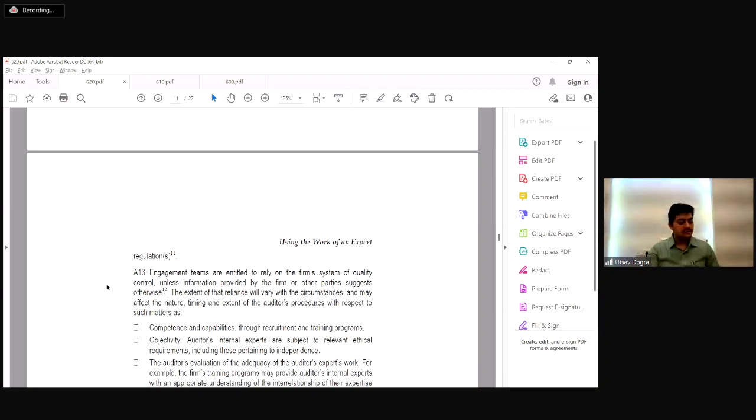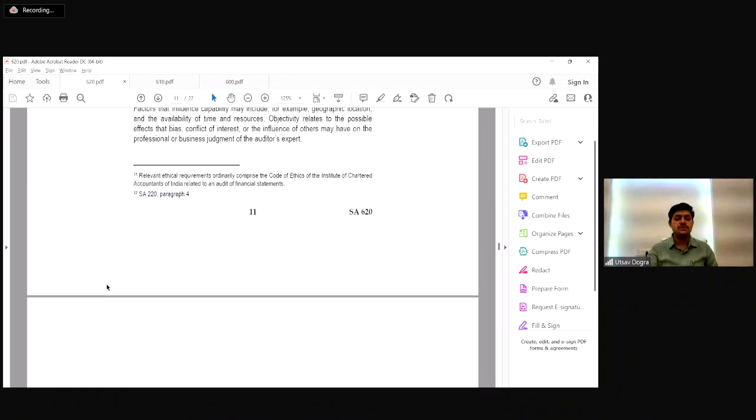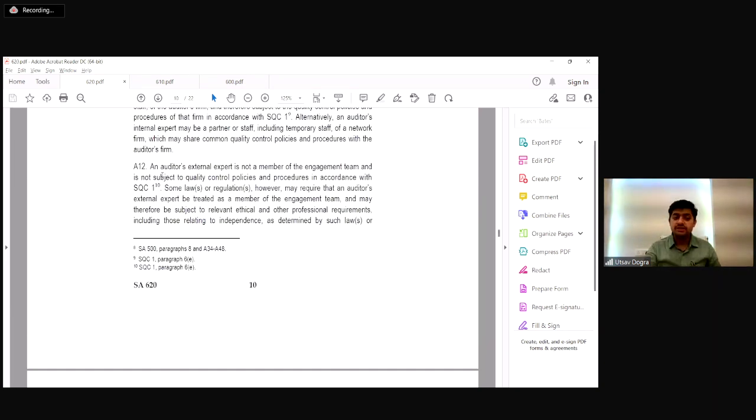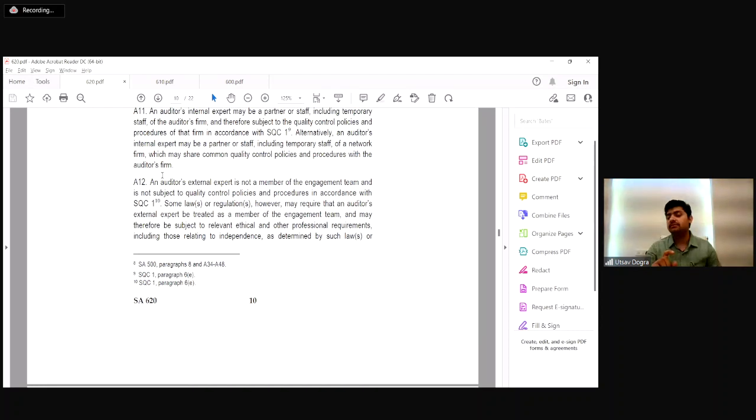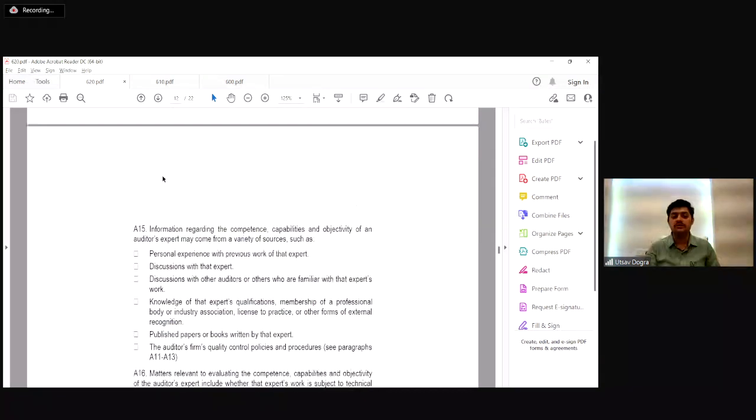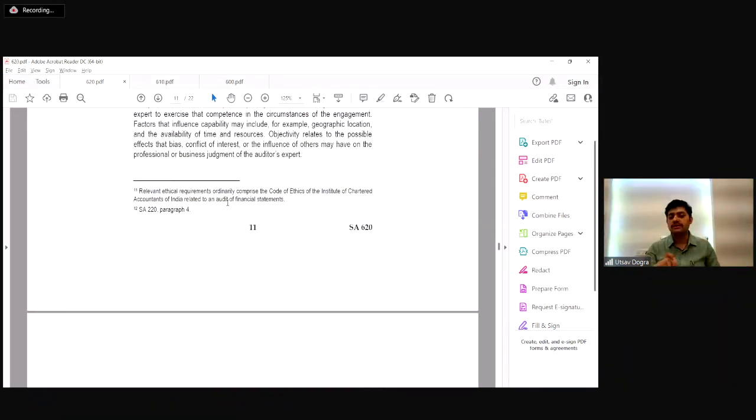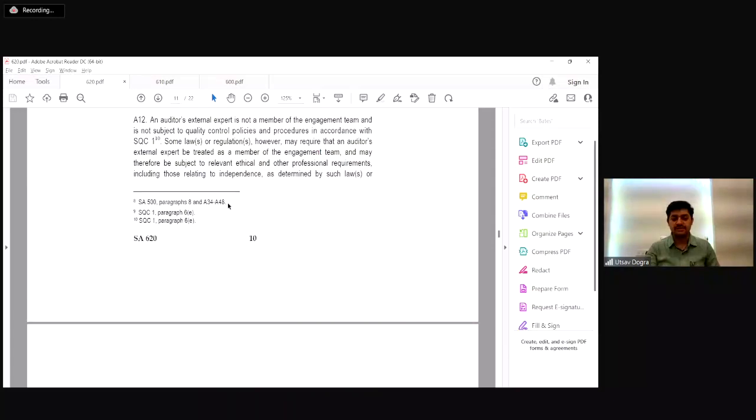So here the question is, what are such laws? The relevant ethical requirement, ordinarily comprising the Code of Ethics of the Institute of Chartered Accountants of India, related to an audit of a financial statement. So we must look into the fact that the auditor's expert that we are engaging must also adhere to the guidelines laid down for the ethical requirement in the Code of Ethics of ICAI in relation to the audit of the financial statement.